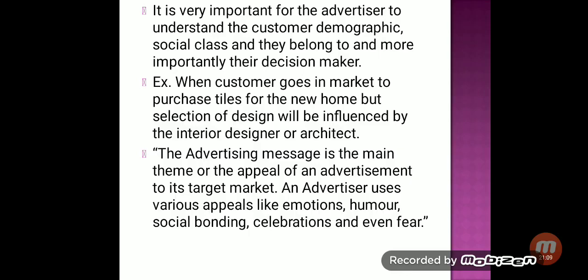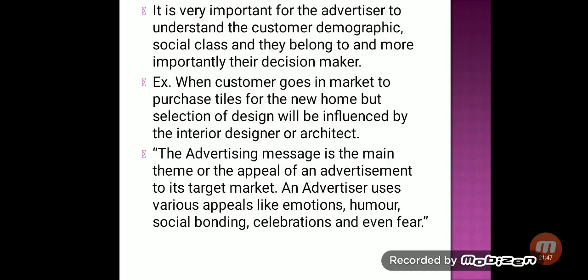An advertiser uses various appeals in an advertisement like emotions, humor, social bonding, celebrations, and even fear. So if you see the advertisement of LIC, the advertiser uses an appeal of fear: if you're not having an insurance policy and if you die, then what happens to your dependents, your family members, how will they be able to survive. So they use the appeal of fear.